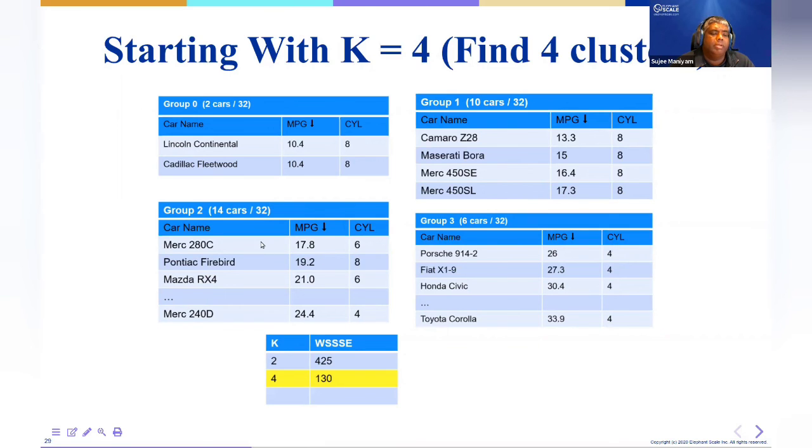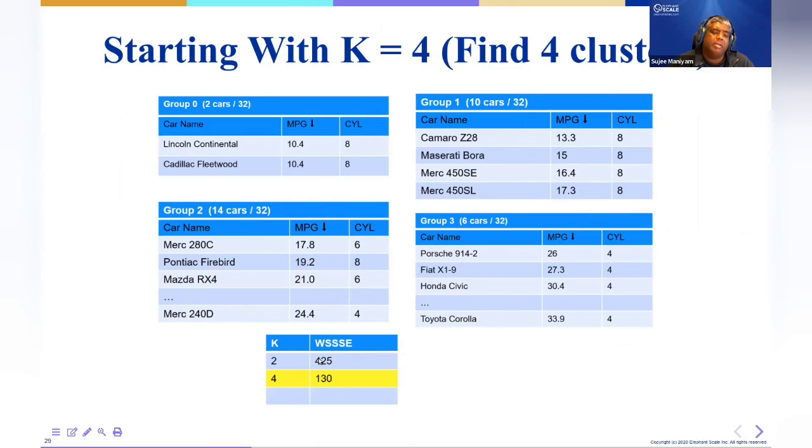And this group is a little bit of a mix. The mileage is maybe high teens, around 20 plus or minus, but cylinders are mixed: I have 6-cylinder, 8-cylinder, and 4-cylinder cars. So for this group, maybe you can do some more refinement. But the other 3 groups look pretty good, very similar within themselves. Do you guys see that? Now if I calculate the error, the same WSSE metric, it's 130.